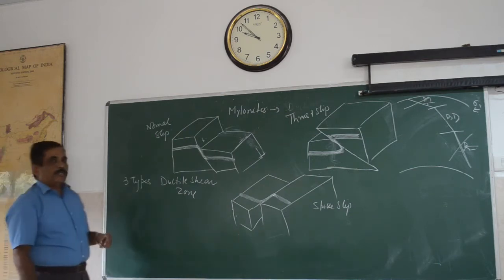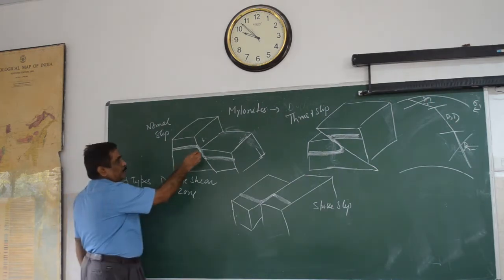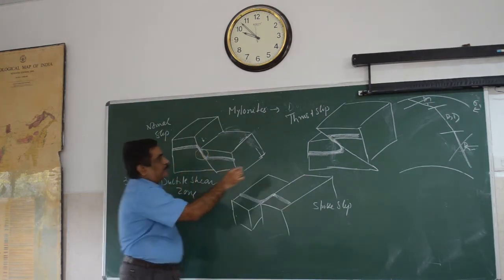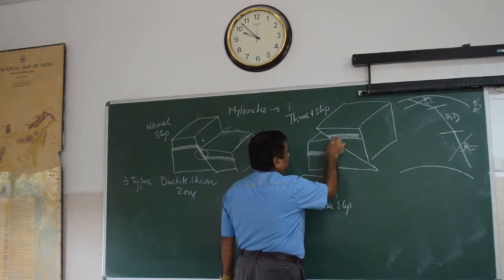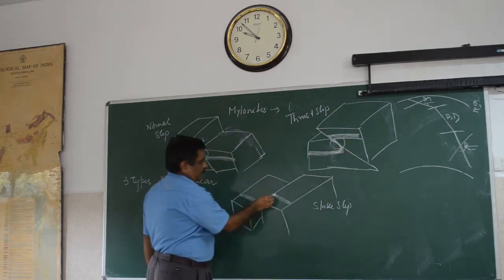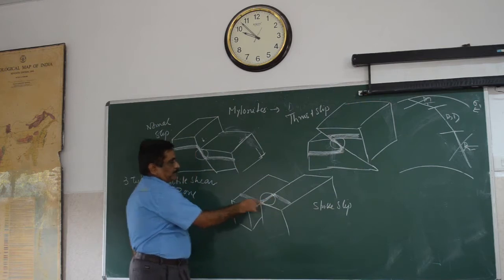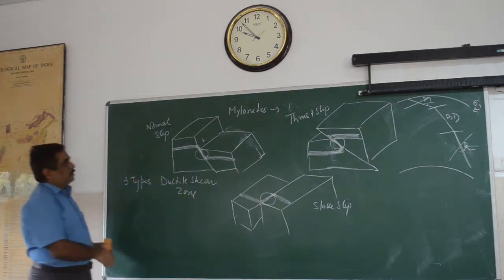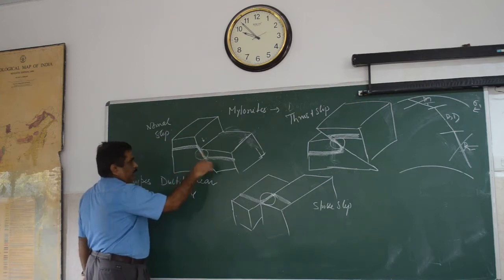Now, where will be mylonites? So mylonites will develop here. These are the places where the mylonites will develop. That is the ductile shear. So here mylonites will develop along this zone, and because this is the marker bed, we will be seeing the mylonites here.